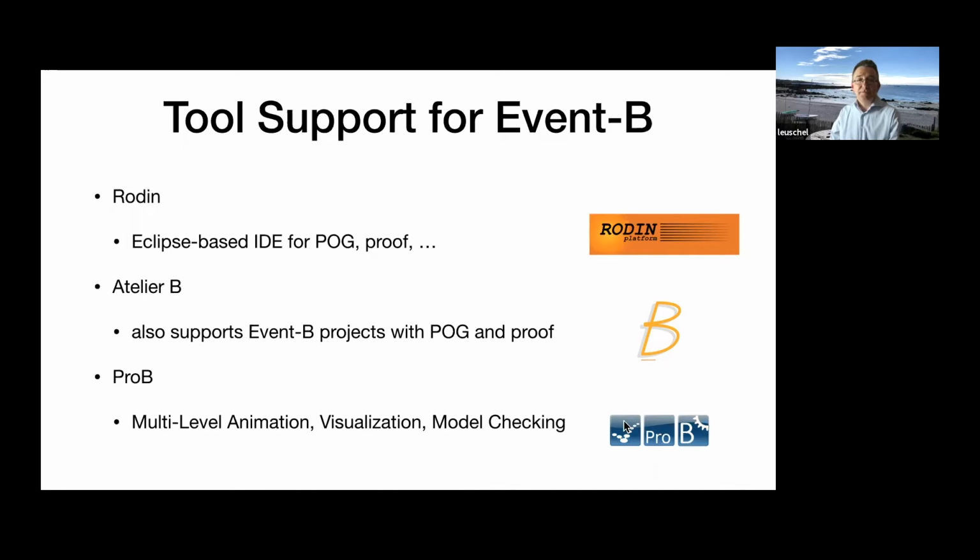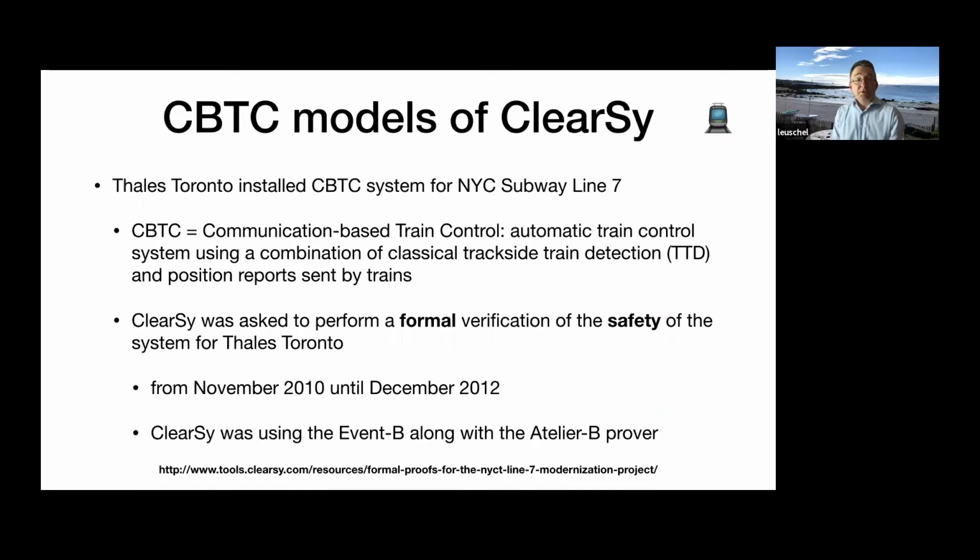Okay, so where was that used in industry? The Event-B method has been used by the company Clearsy, using Atelier B to model a very large system. I would call that really a breakthrough. So they analyzed the New York City Subway Line 7, a communication-based train control system developed by Thales Toronto. And they were tasked with verifying the system, proving a safety case. And it took them a lot of time, right? But in the end, they had a formal proof.